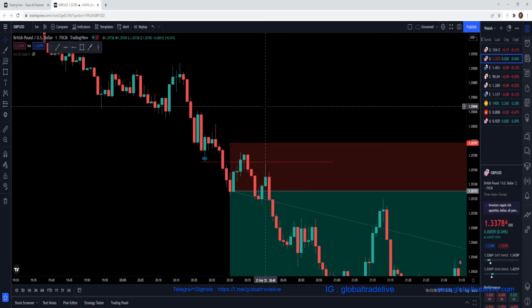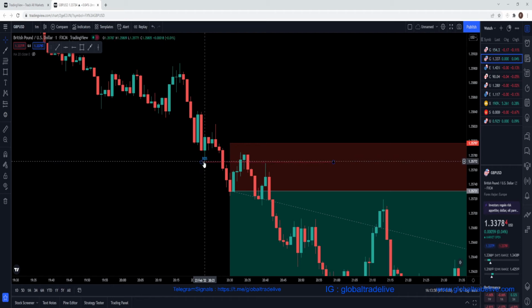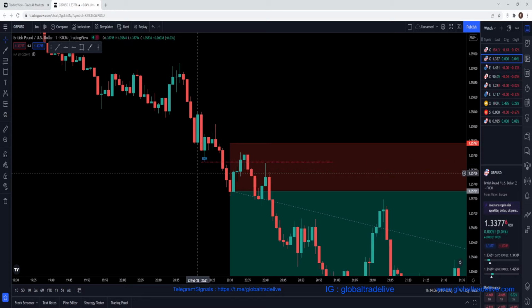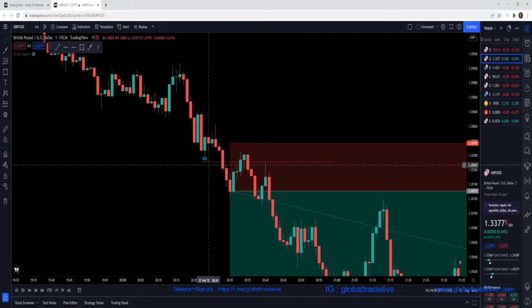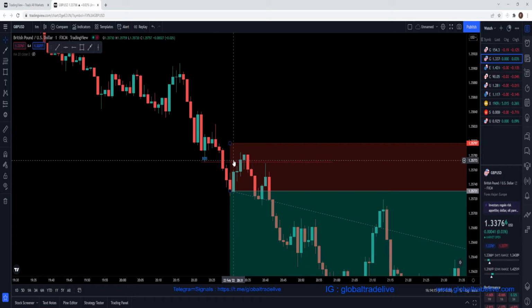Okay, so now the thing is, you mark your BOS over here. BOS means the break of structure or the low. Once you mark that, you wait for a candle to close below. Remember, you wait for the candle to close below that BOS. That means this was your candle.